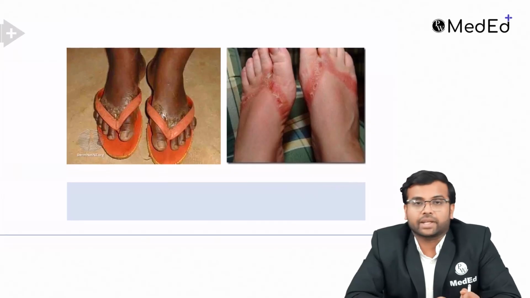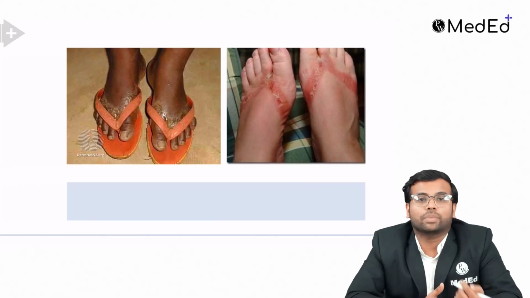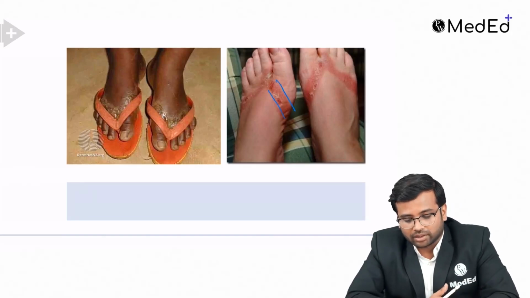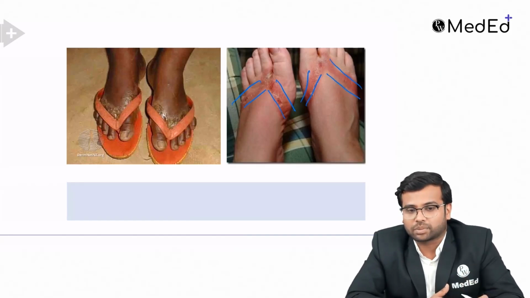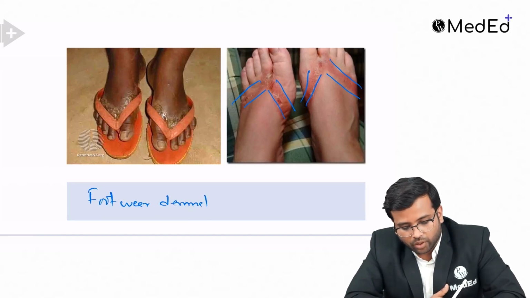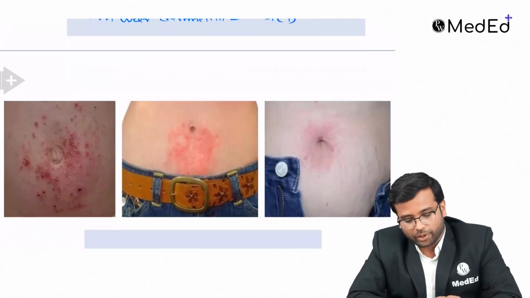Now what is the culprit here? Obviously from this image it is clearly visible that the patient was wearing rubber slippers. After wearing rubber slippers the patient developed this kind of eczematous rash at the site of contact. Again this must have happened after repeated exposure, so you can call it footwear dermatitis, again a type of allergic contact dermatitis. Now going to the next one.